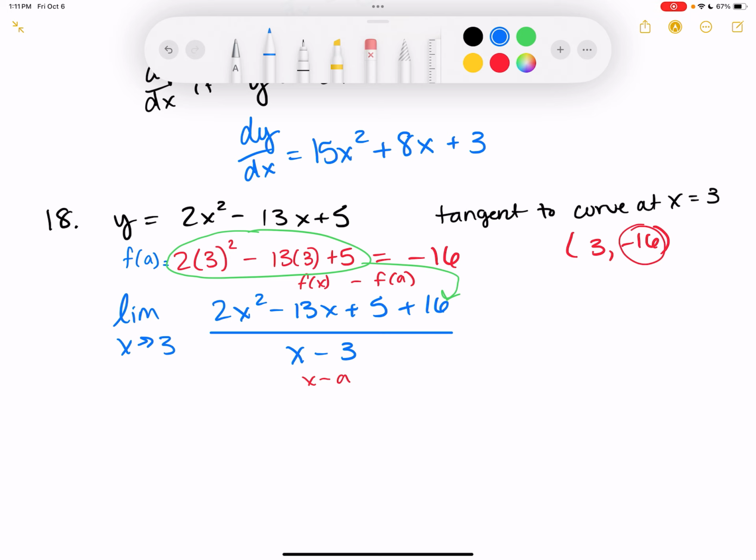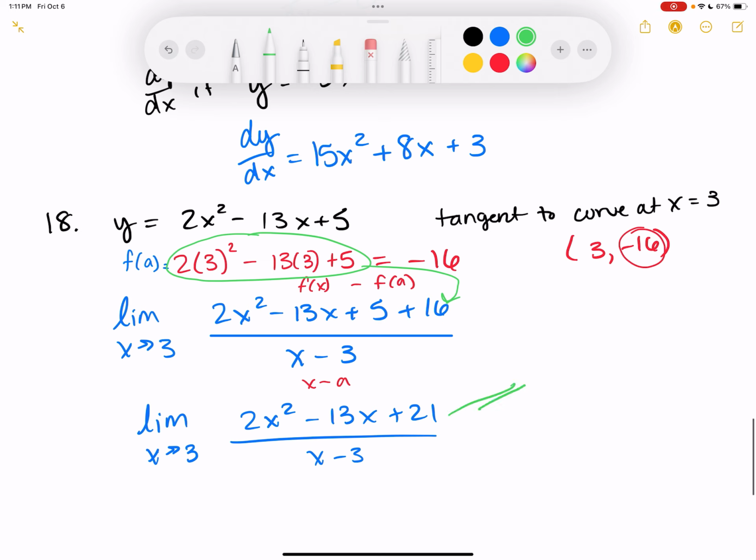So then the limit as x approaches 3 of 2x squared minus 13x plus 21 over x minus 3. This is a time when I'm going to do something off to the side to not have to write the limit so many times. I need to factor this because right now if I plug in 3, what's wrong? 0 on the bottom. So I need to factor.